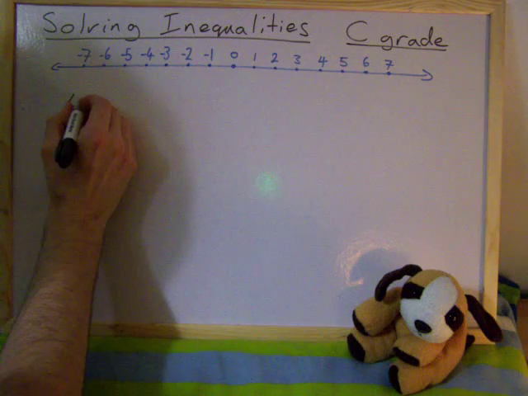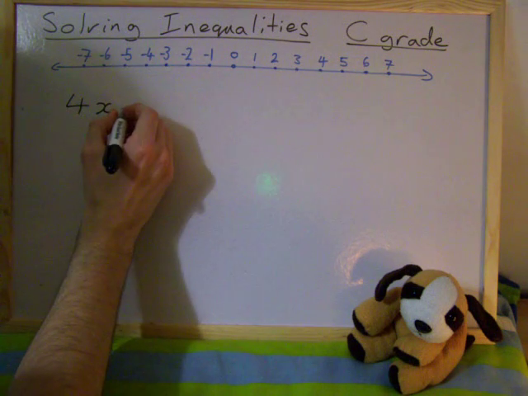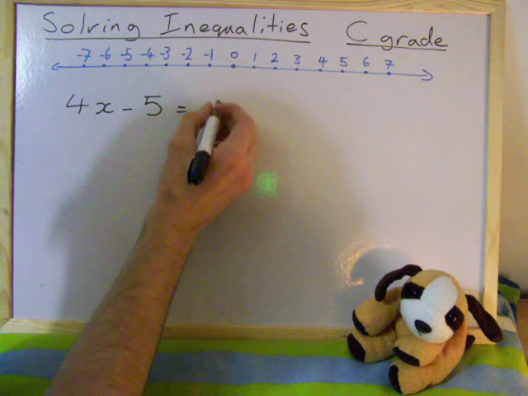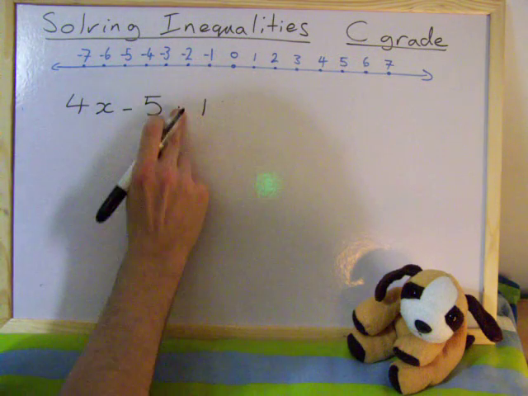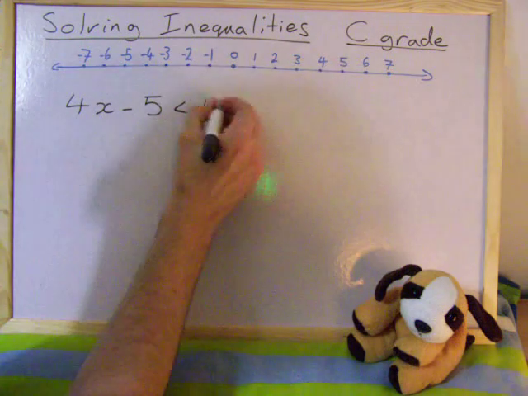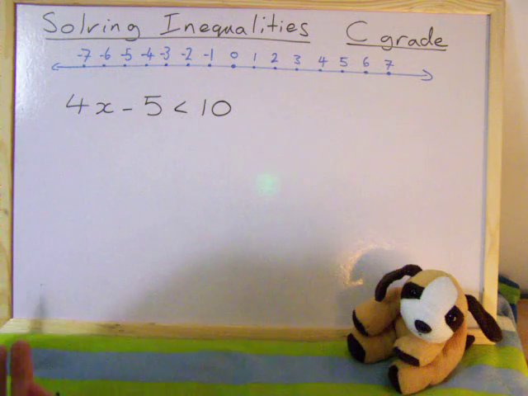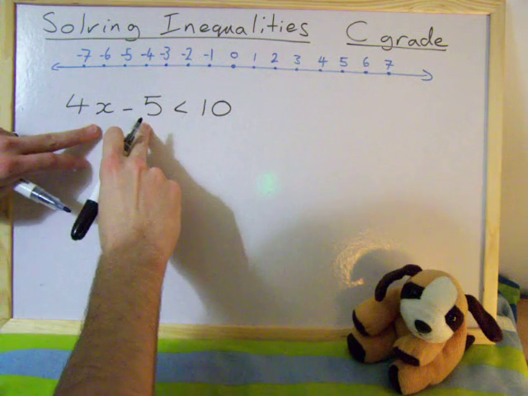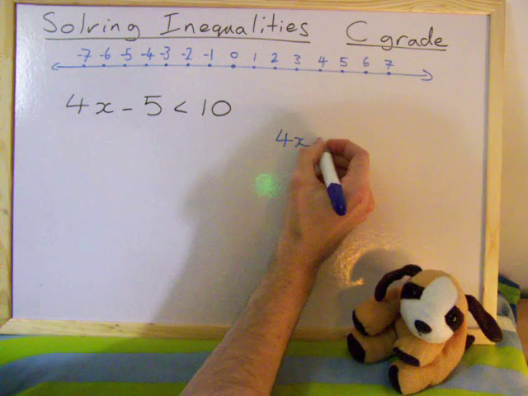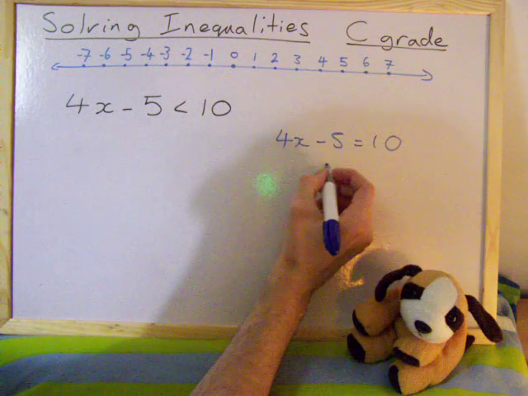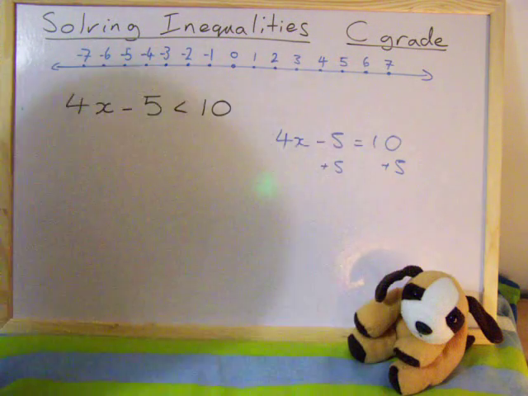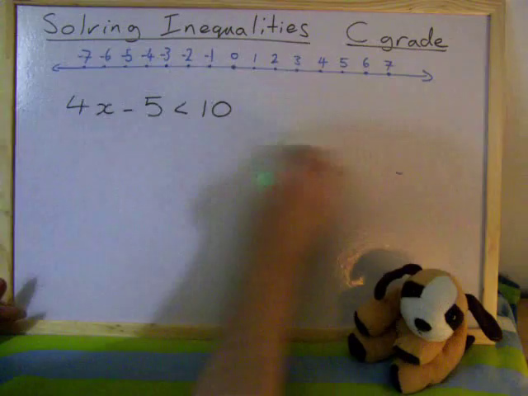Okay, take that a little bit step further. We've got an inequality of the form, let's say, 4x minus 5 is less than 10. Same process. Imagine, again over here, if this was an equation, 4x minus 5 equals 10, then the first thing I'd do is add 5 to both sides, and then I'm going to divide both sides by 4. So that's really your equations work, but the same rules apply.